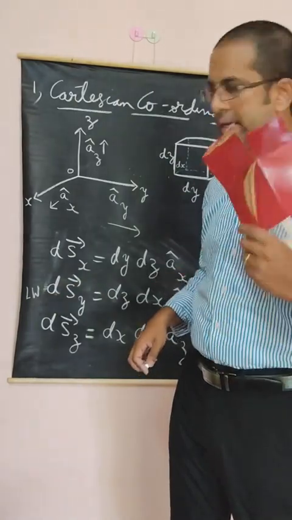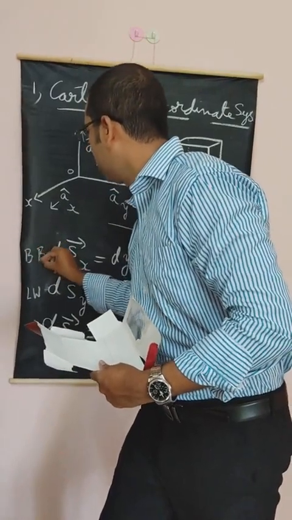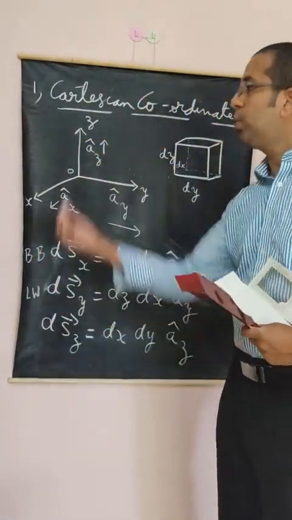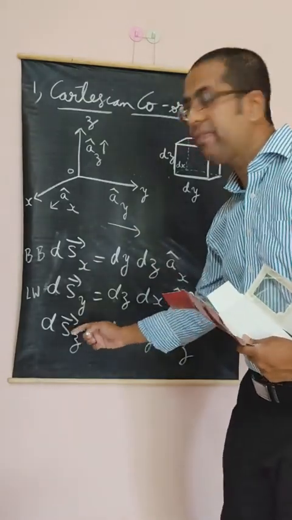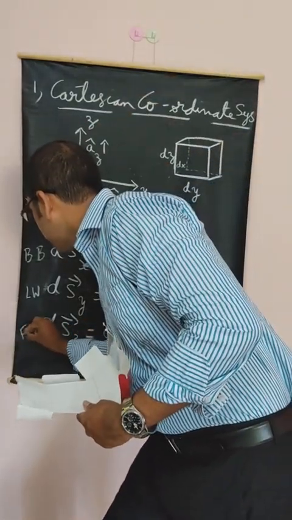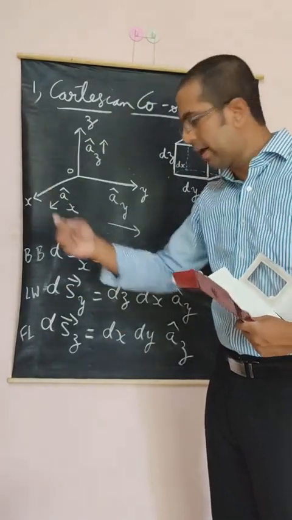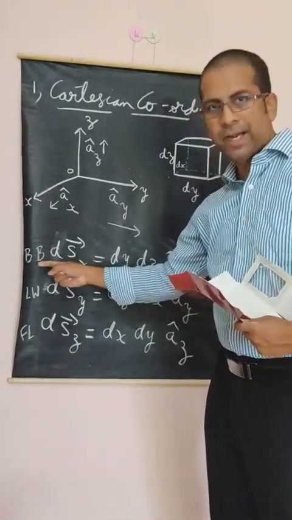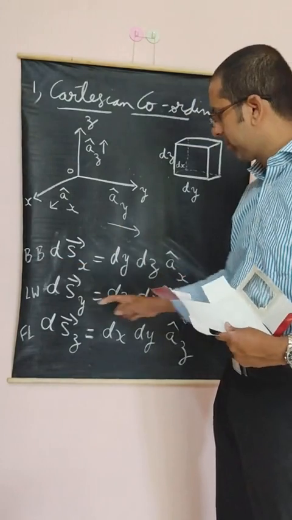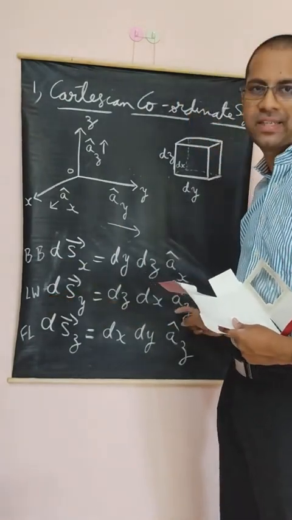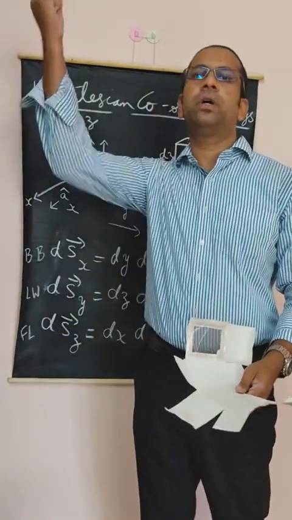D vector sy is the left wall. Similarly, d vector sx is the wall of the blackboard: dy into dz into base vector x, because it is perpendicular to the x axis. And d vector sz is your floor. The blackboard is perpendicular to the x axis, hence base vector x. The left wall is perpendicular to the y axis. And the floor is perpendicular to the z axis.